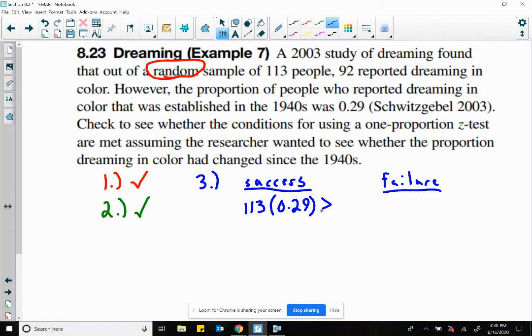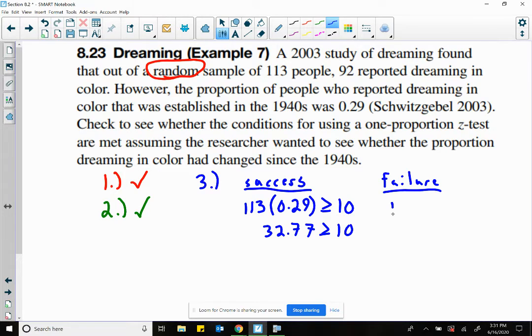So is this greater than or equal to 10? If you go to your handy dandy calculator, 113 times 0.29 is 32.77. But again, we don't know what 0.77 means, but that is definitely at least 10 successes.